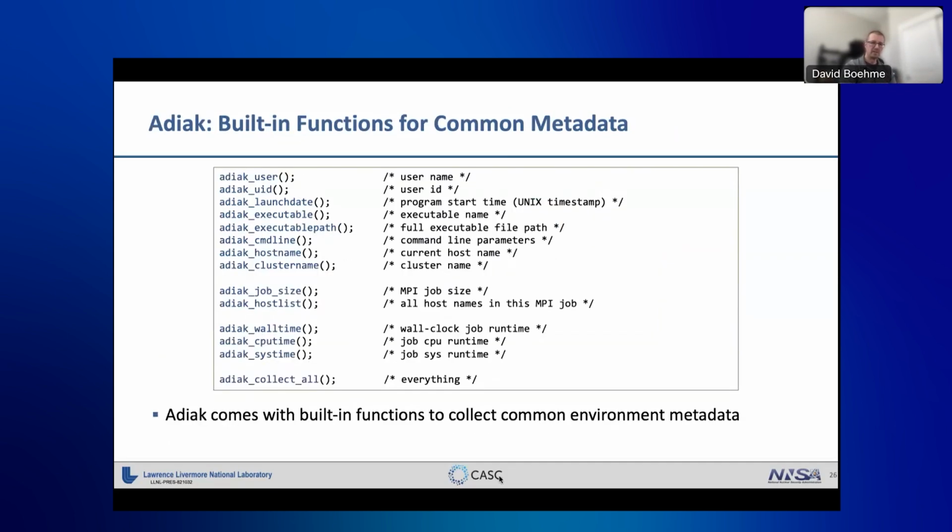So here's a bunch of the information that ADIAC can collect on its own. There's things like username, launch date, what's the executable, what's the command line, what are the libraries, and it's not an exhaustive list actually. It also gives you what MPI version is detected and so on. And now there's an ADIAC collect all call that will just collect everything, to make things easier for developers.